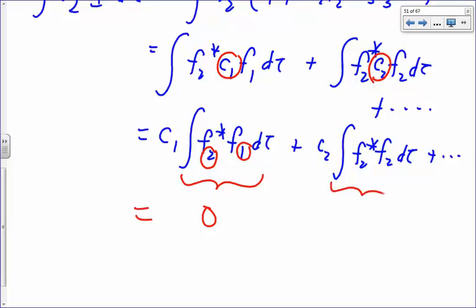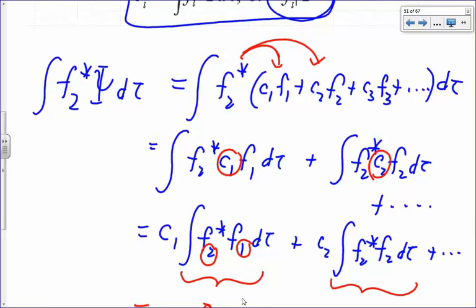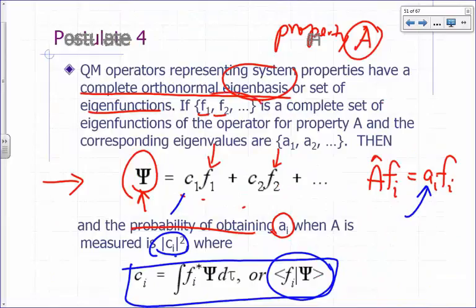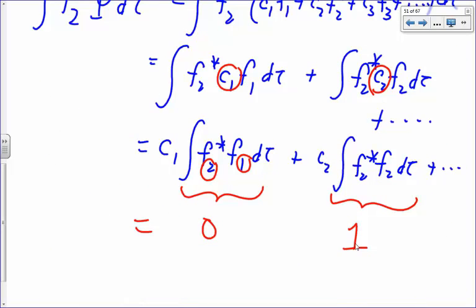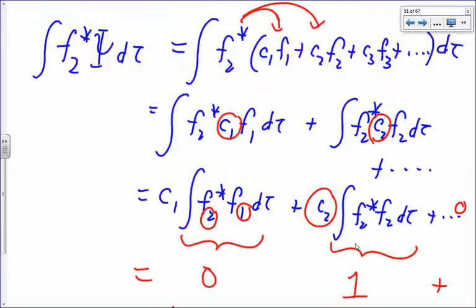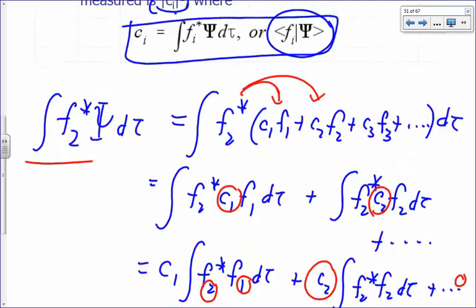And what is the integral of f2 star f2 d theta? It's 1, because we've chosen a set of orthonormal eigenfunctions, so each function is normalized. So what are all the other extra terms going to be? They're going to be 0. So here you just end up with what? c2 times 1, which is c2. So you can see that c2 is just the integral of f2 star psi d theta. So in general, c sub i is going to be the integral of f sub i star psi d theta.